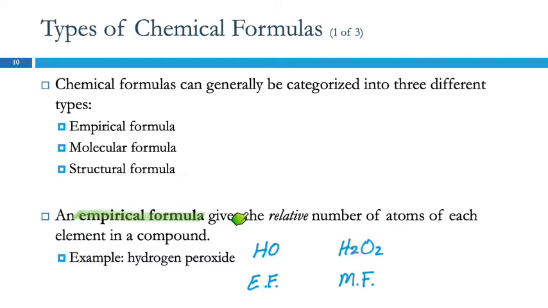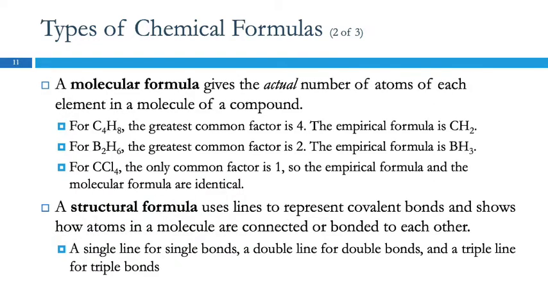The empirical formula is just going to give us the lowest ratio of atoms. And that's because empirical means from experiment. So when you do an experiment to find what's in a compound and determine its formula, the first formula you can determine is just the empirical formula, just the ratio. Molecular formula tells us the actual number of atoms. So this is what we typically think of as a regular formula.